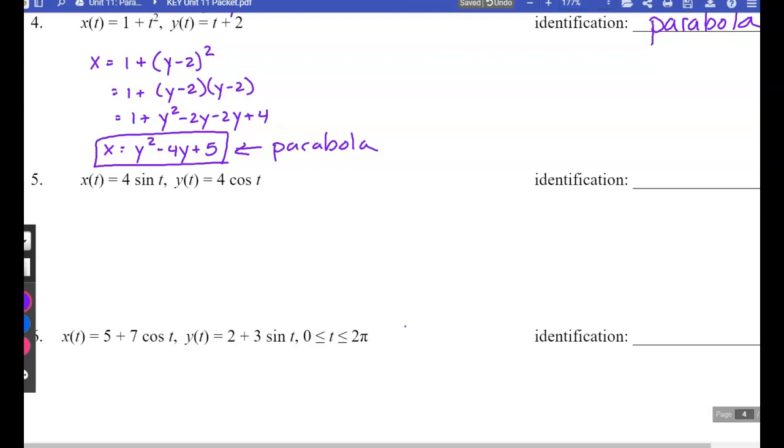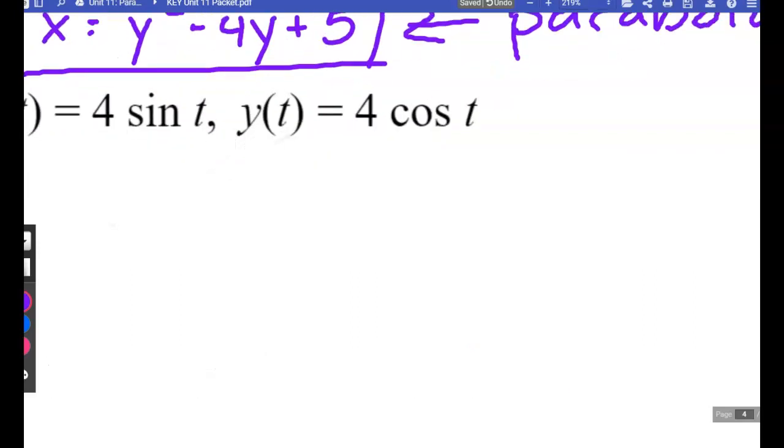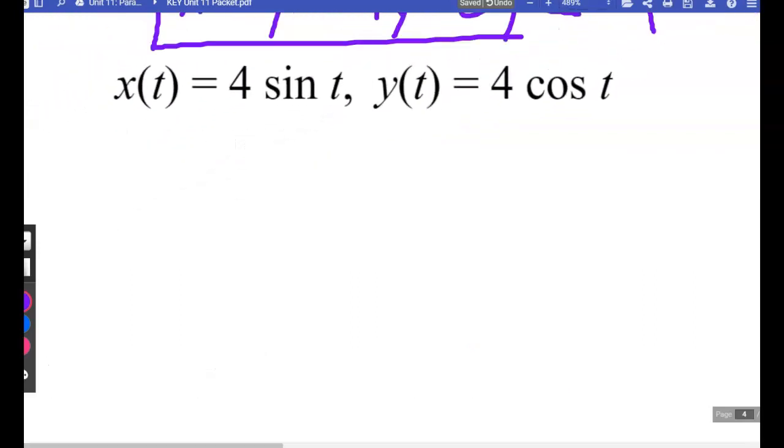Okay, so where was I? What was I saying? We know that our equation in the end is not going to include sine or cosine at all. However, when I look at these two parametrics, do you know a way to solve for t that will get rid of sine entirely?